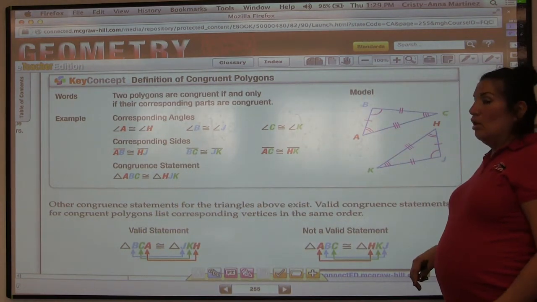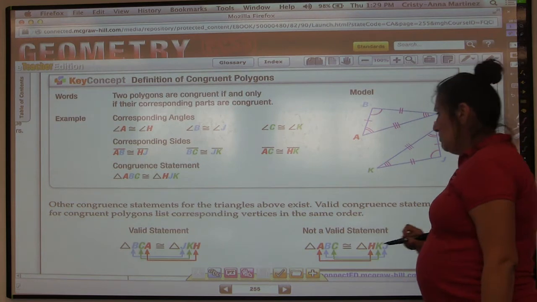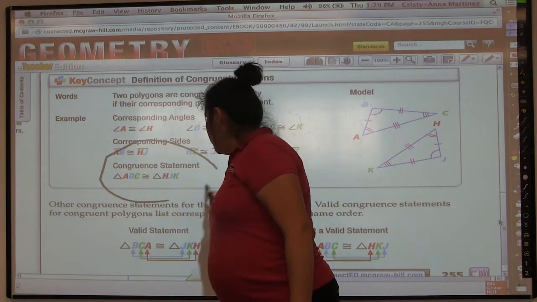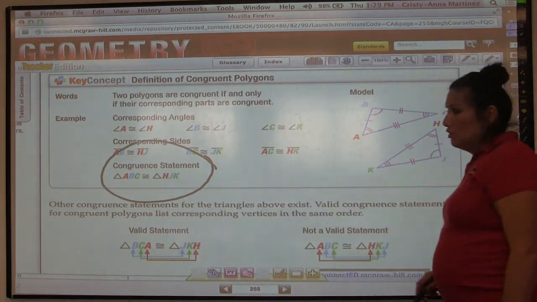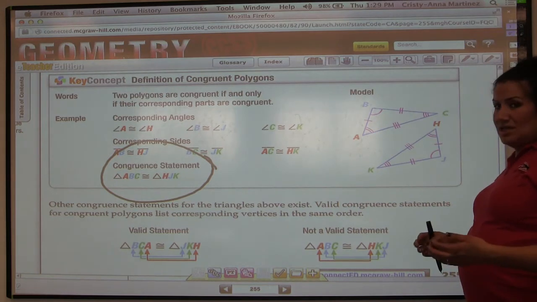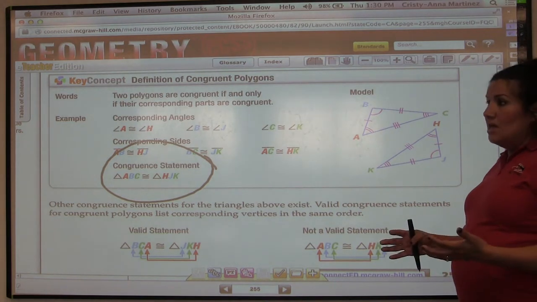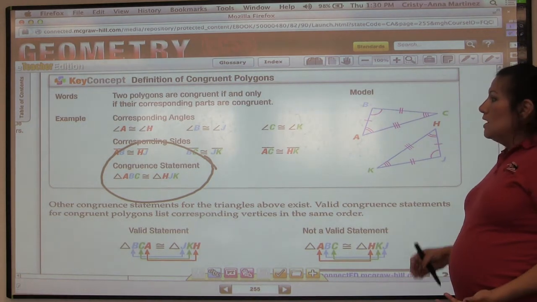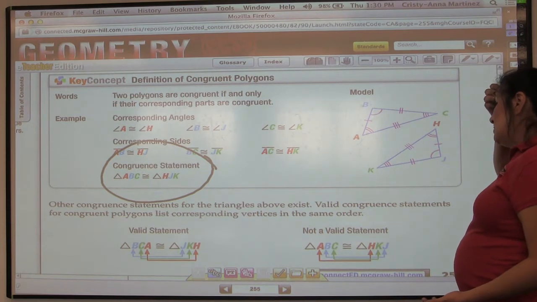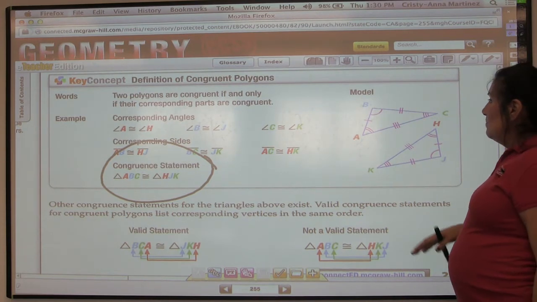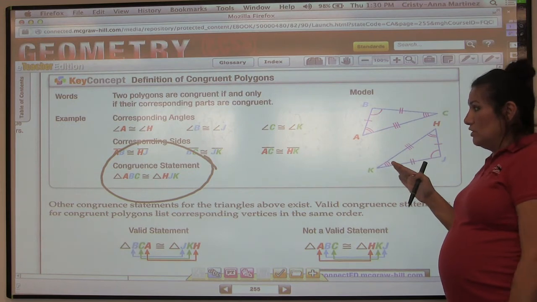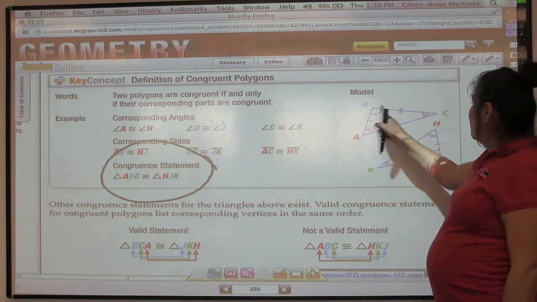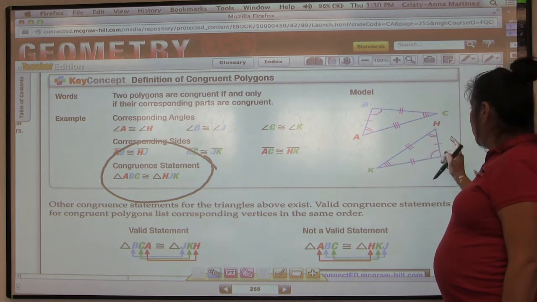And then we have what they call a congruent statement. This is the part that most people forget about in the homework. It will ask you to write the congruent statement. A congruent statement is just that, a statement that says that two things are congruent. So when they ask you for the congruent statement, they want you to write out that because all of the corresponding parts are congruent, then triangle ABC is congruent to triangle HJK.